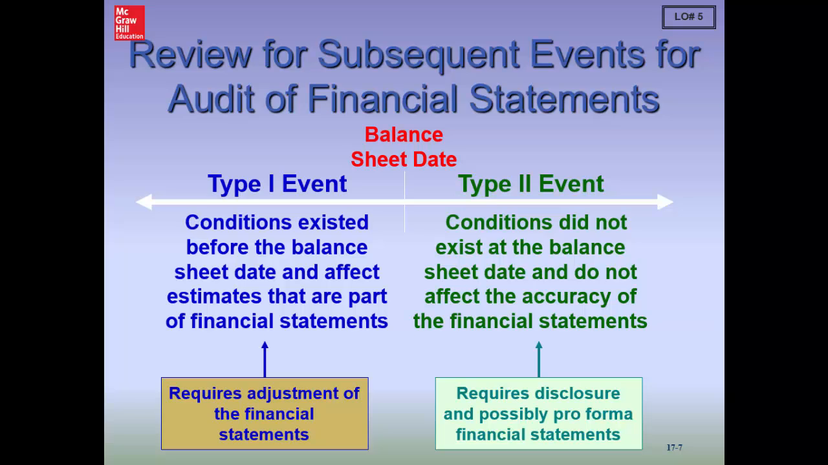A Type 2 event is an event that occurs after the balance sheet date, before the issuing of the financial statements and the audit opinion letter, that does not affect the numbers but may affect the information from the perspective of a user of the financial statements. So these are conditions that do not exist at the balance sheet date. We may require a disclosure, possibly pro forma financial statements based upon this new information.